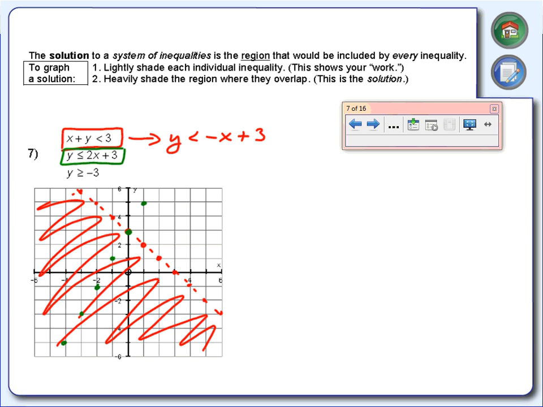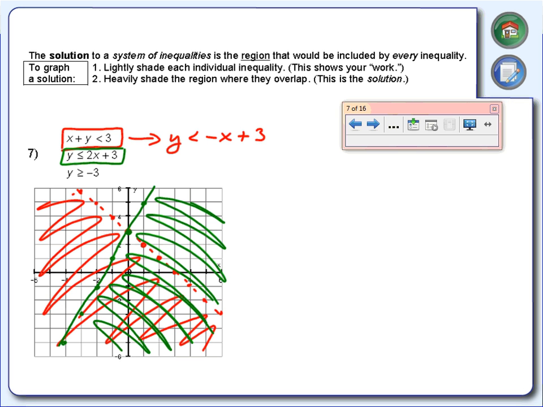It does have an equal sign on it, so I'm going to make a solid line. There it is. It says less than, so I'm going to shade to the bottom. This is the bottom. Again, do the shading very lightly.